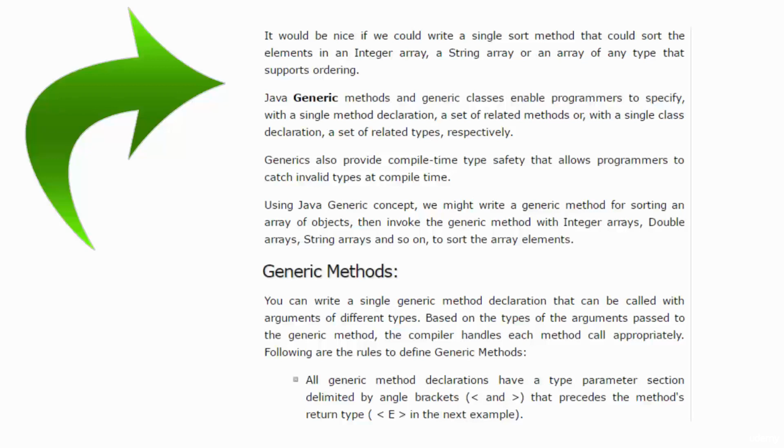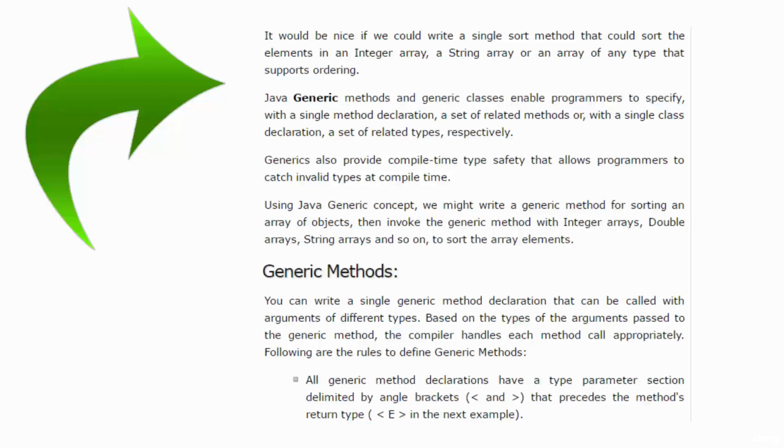So with this generic concept, we might write a generic method for sorting an array of objects, and then invoke the generic method with integer arrays, double arrays, or string arrays, and so on. And this is to sort the array elements. So this is the basic definition and concept of what a Java generic is and how it helps programmers to specify with a single method declaration a set of related methods. We can also use generic class declarations, but at this point I'm going to stick to the basic concept. Once you have this down, we'll get into that later.